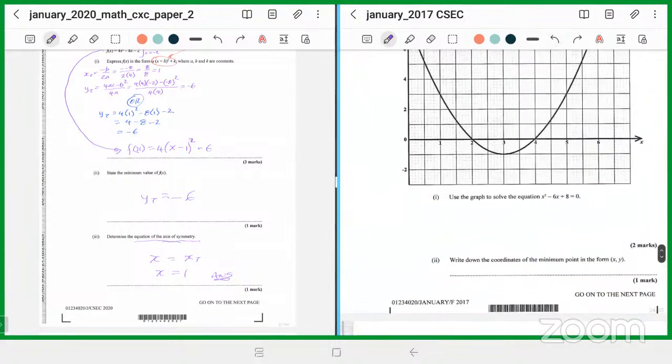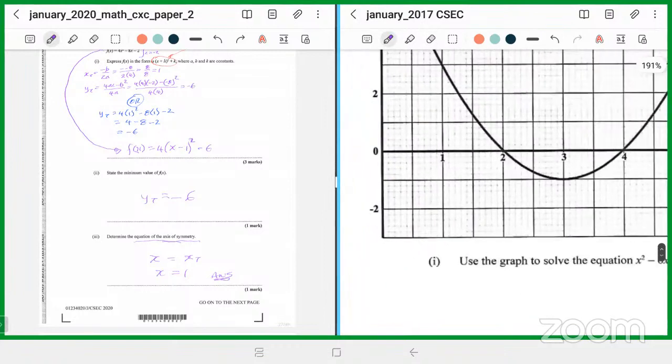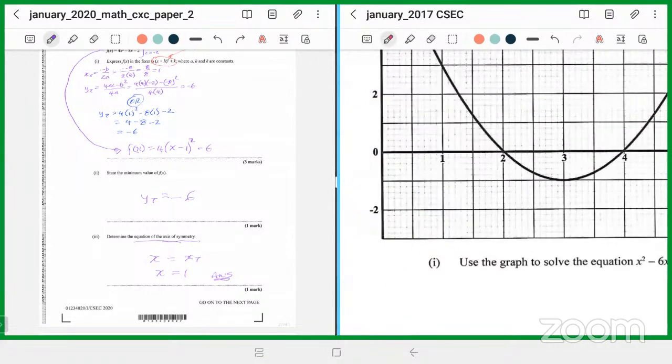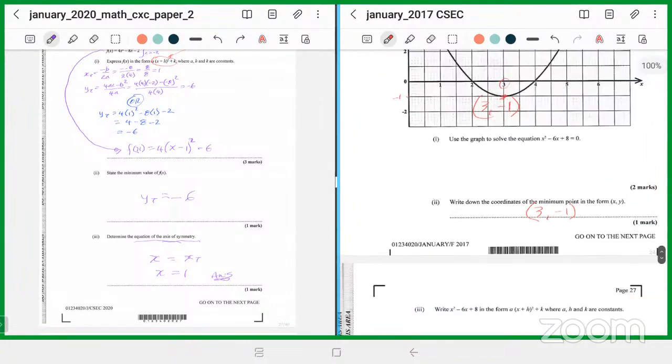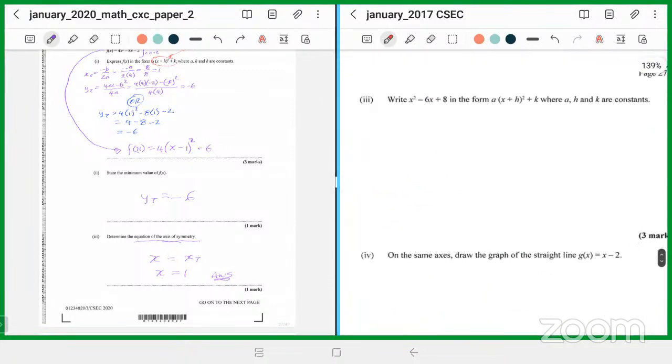It says write down the coordinates of the minimum point. This we can do, because we can see the minimum point right here. You can see it, right? I just want us to write it down. So this point, if you look at it, 3 is the x value. This will be -1. This is -2. So right here will be -1. So this point is going to be 3, -1. So the answer for this is 3, -1. Easy as that. All right. Here now they're telling us to write it in a form.